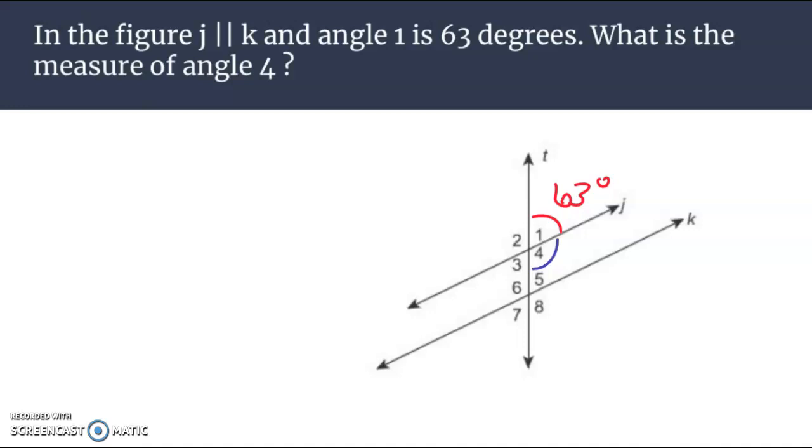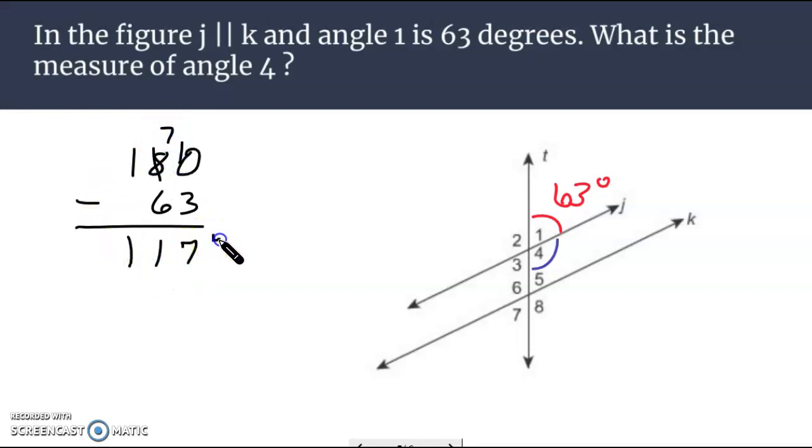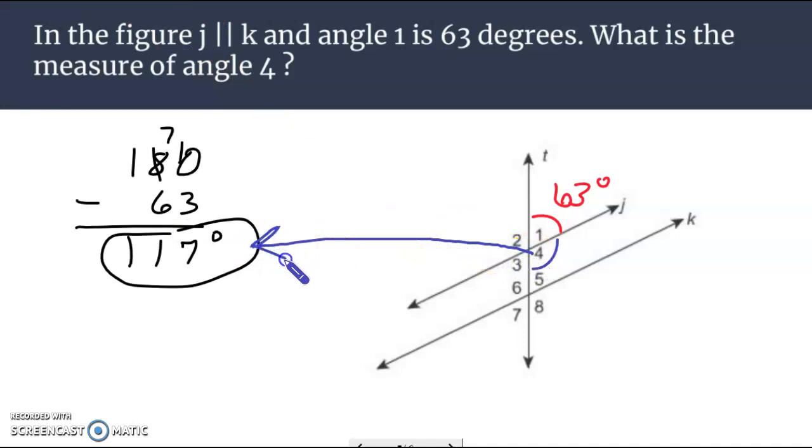1 and 4 are a linear pair. They're a linear pair since they're formed off of the same line here, the transversal. And linear pairs of angles always add up to 180 degrees. So what we need to do is simply take 180 and subtract 63. And looks like we're going to get 117 degrees. Angle 4 is 117 degrees.